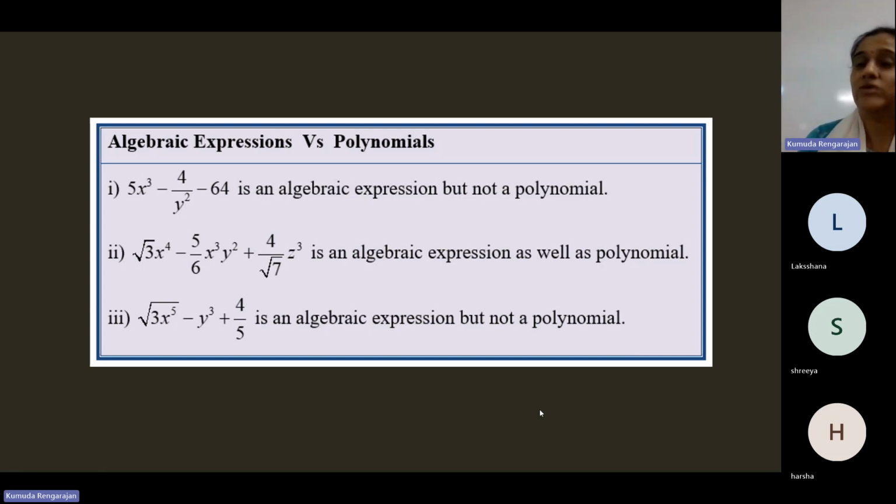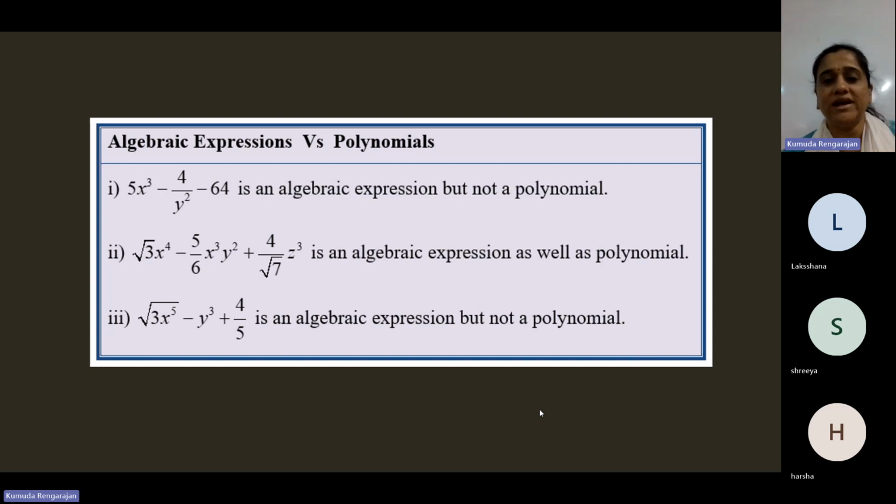So a monomial is a polynomial with one non-zero term. A binomial is a polynomial with two non-zero terms. A trinomial is a polynomial, not an algebraic expression. If you have to call an expression a monomial, it should first be a polynomial. It is not enough if it is an algebraic expression. Only if it's a polynomial, you can call it a monomial.